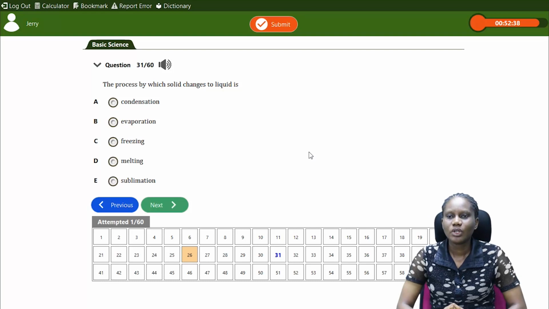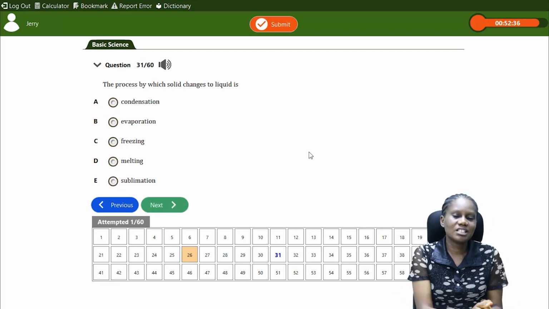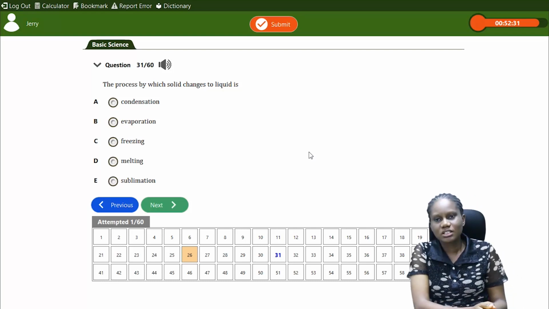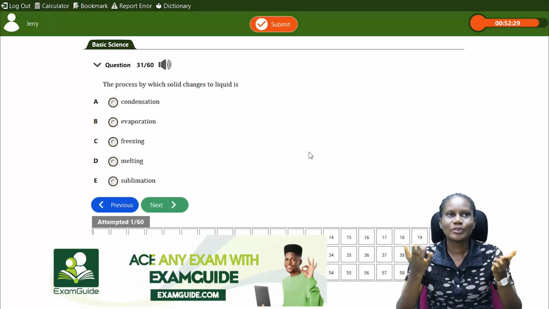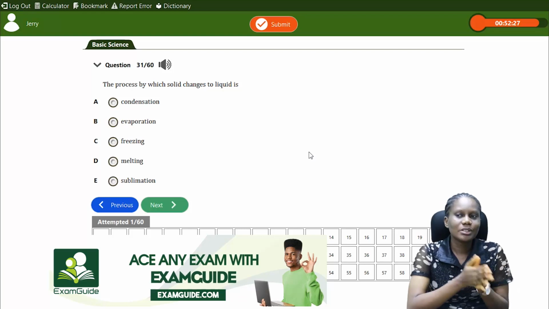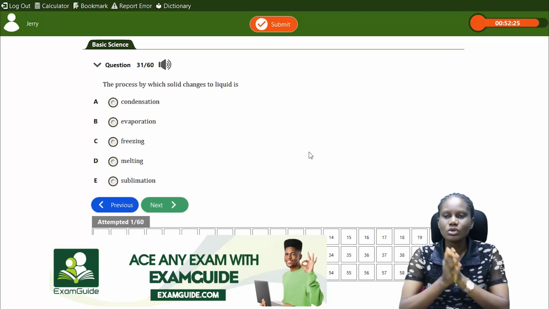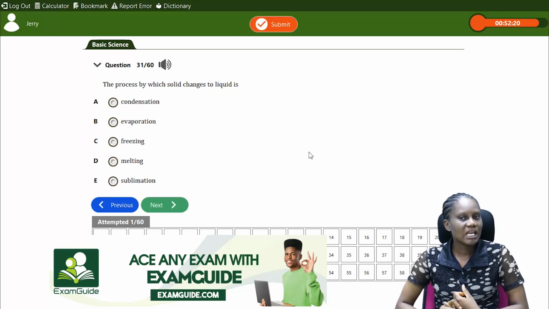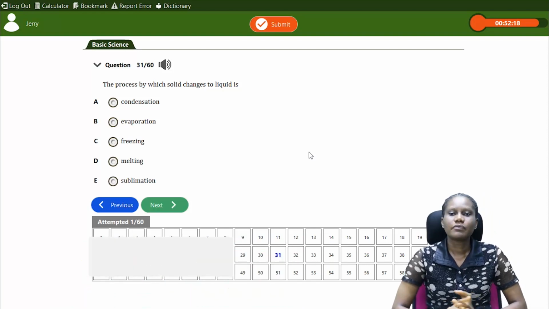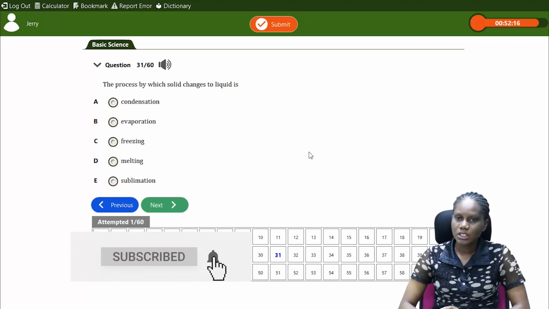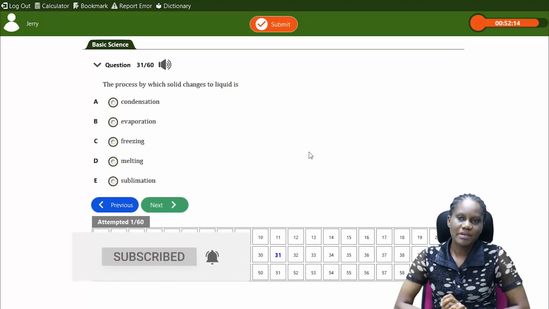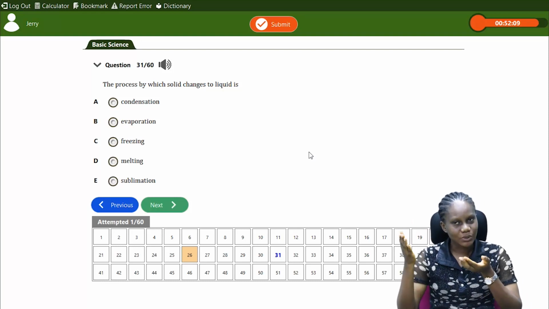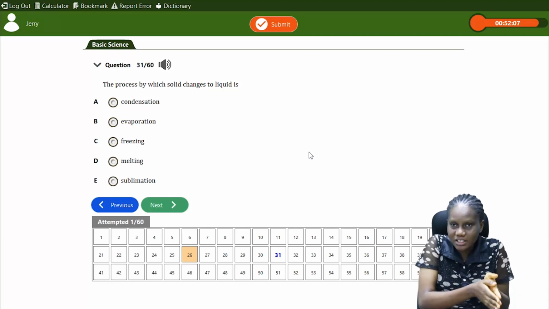In this question, we have this: the process by which solid changes to liquid is. This is a direct question. You don't need to ask whether this one is solid or liquid. It's direct, solid to liquid. We have A, condensation, B, evaporation, C, freezing, D, melting, and E, sublimation. Condensation cannot be the answer because it's from what? Gas to liquid. We're looking at solid to liquid.